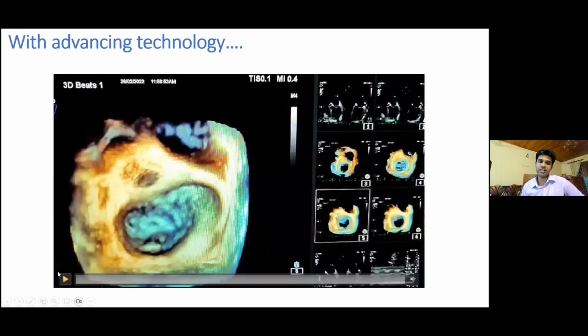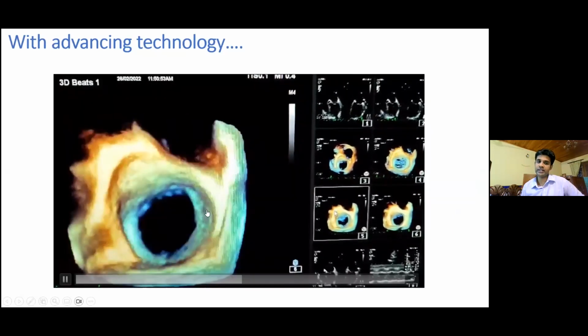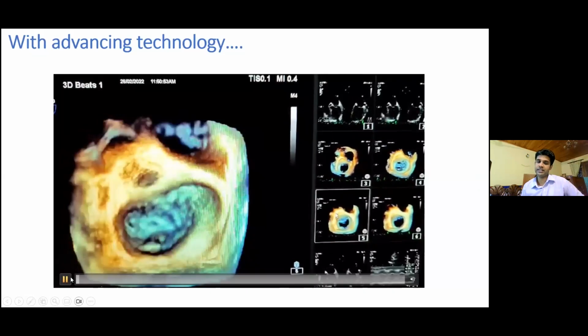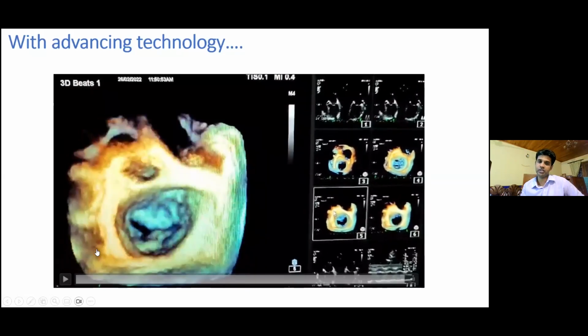Because with advancing technology, in tertiary hospitals we get crystal clear images of mitral valves, septal defects and things like that. All these facilities are lacking in peripheral hospitals.